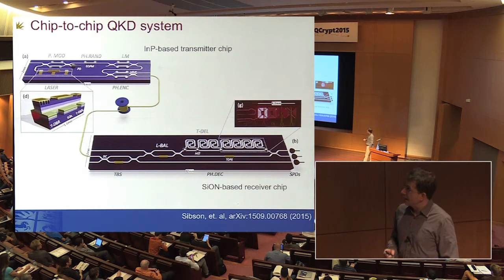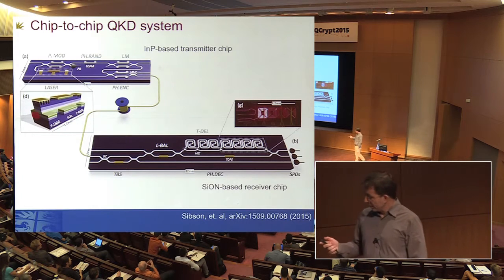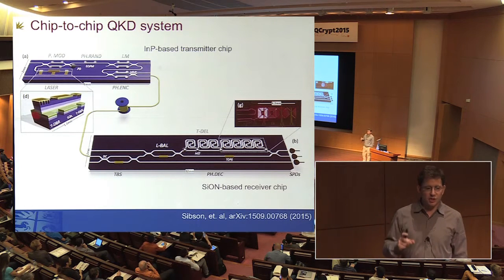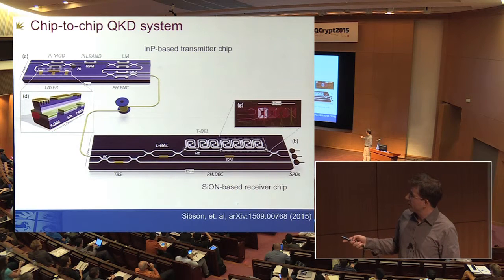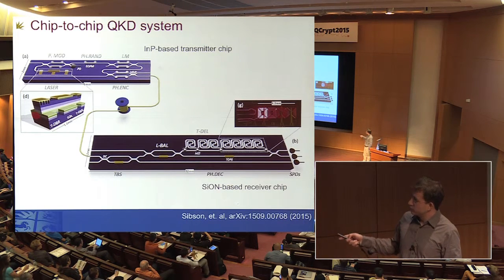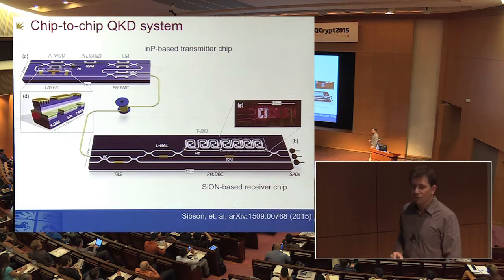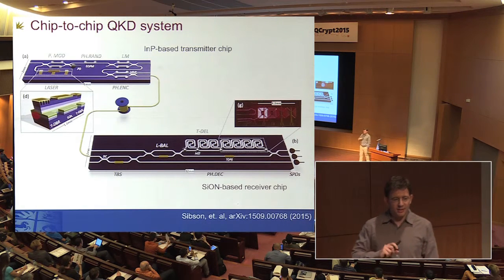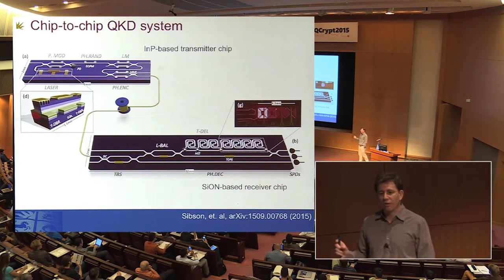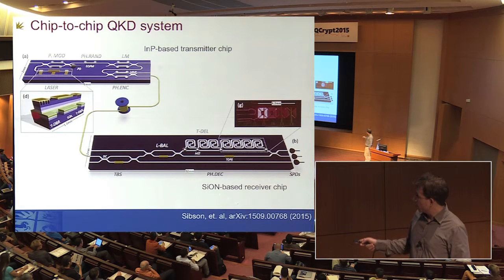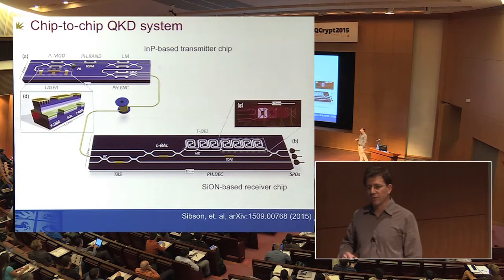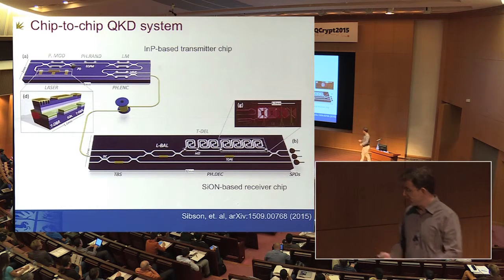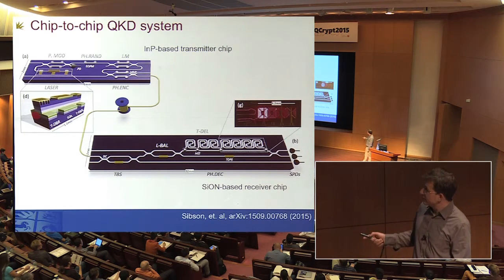So this is the experiment that we've demonstrated, which is the first demonstration of a chip-to-chip quantum communication system. So what we have here on the upper side, we have the transmitter chip, which is an indium phosphide-based transmitter chip, contains all of the photonics on that chip for the transmitter. And at the bottom here, we have the decoder chip, the Bob chip, which is made from a silicon oxynitride material platform. I'll just go into these in a little bit more detail.